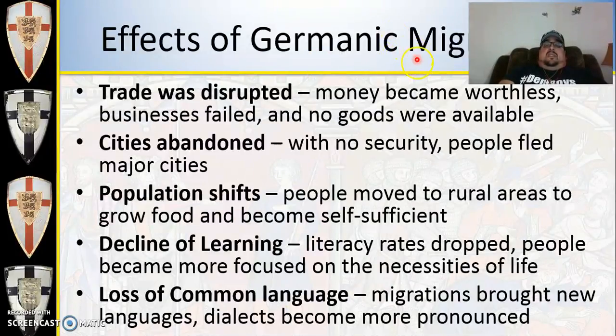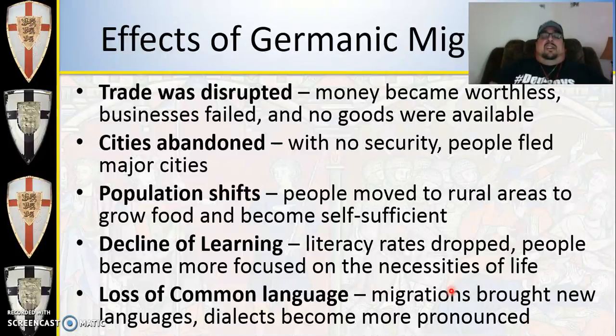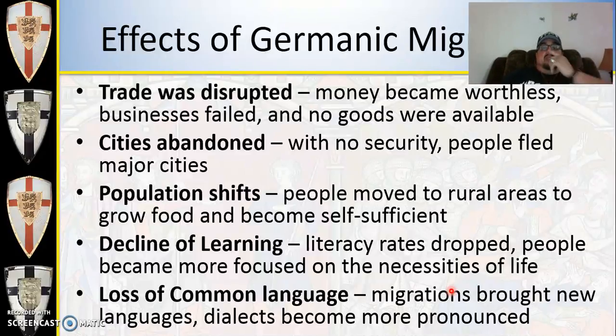So, dramatic migrations. Trade was disrupted. Money became worthless. Cities abandoned. Population shifts. So this is all the effects of all these migrations of people coming in. Decline of learning, literacy rates drop, people became more focused on necessities. So instead of focusing on learning, they became focused on more of what was more important in life, like eating, surviving, certain things that we all need to worry about every day. We sometimes take it for granted, but you always want to make sure you have food to eat, water to drink, things to be able to move forward. So they had to stop learning because of these dramatic migrations and actually just get focused on what they needed to live.